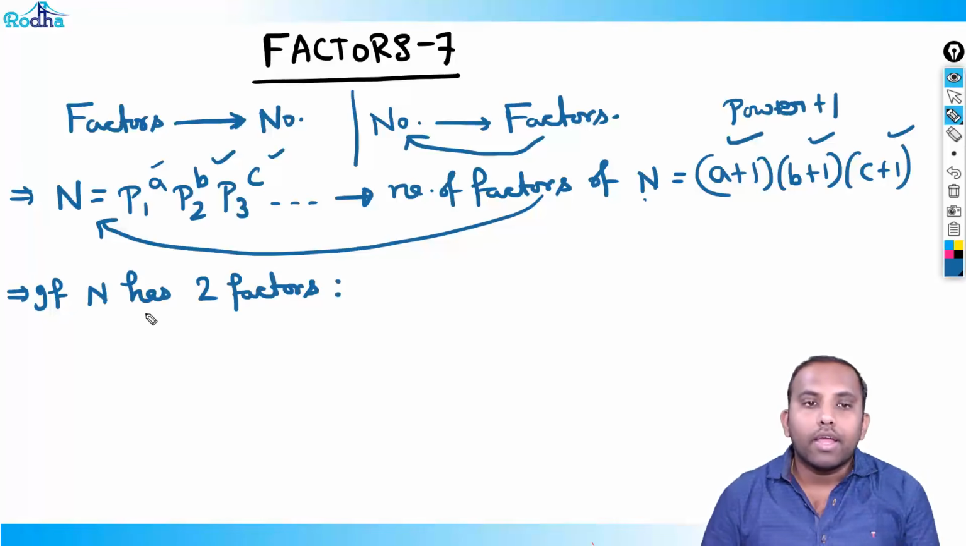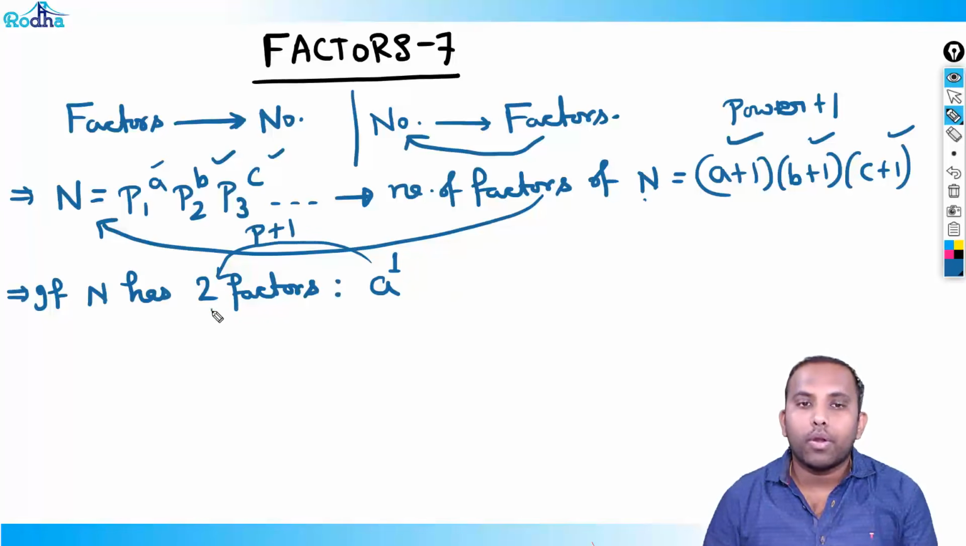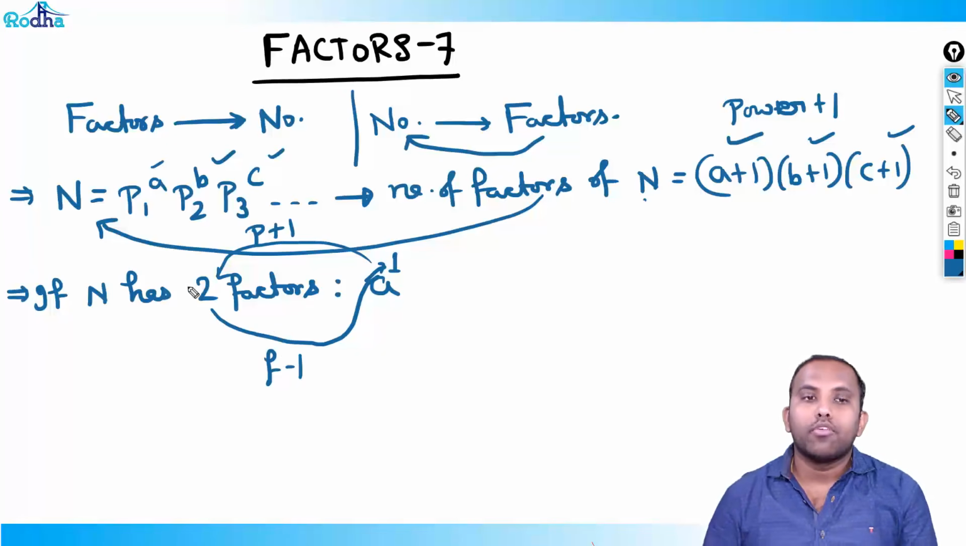So if n has 2 factors, that means the number is like a, and the power of a is 1. Power of a is 1, right? Because number of factors is power plus 1. So what is the power from the number of factors? Number of factors minus 1. Factors is power plus 1, so power is factors minus 1.